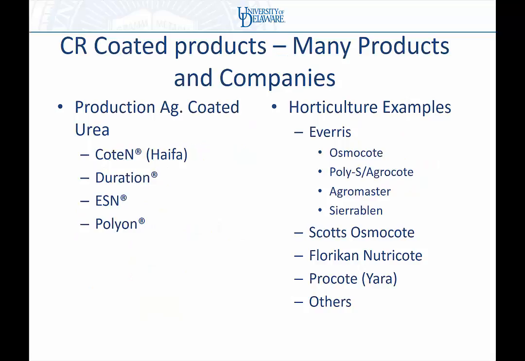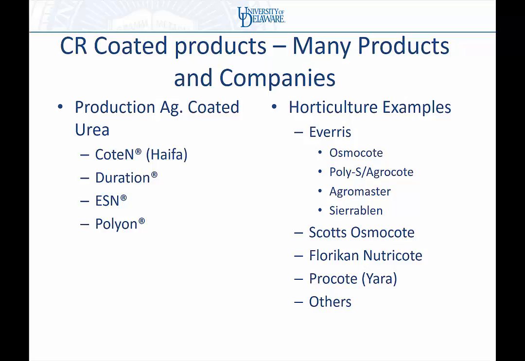All right, so who makes these? More people than I can list, but these are some of the players that are out there. Some of these are owned by the same companies, so they'll have products that they bought from different companies over time. But Coden, Duration, ESN, Polyon would be examples of these polymer coated ureas that are being sold for production ag use.